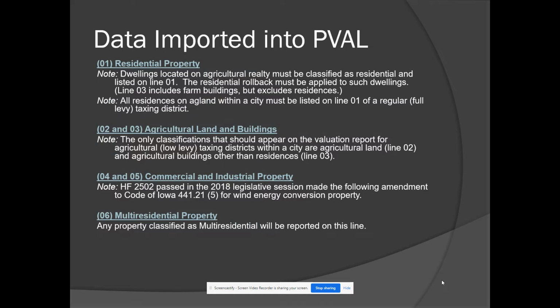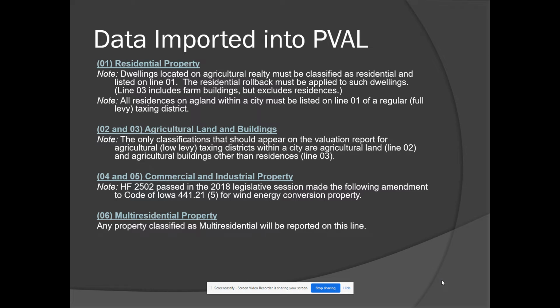So then we move on into the different classes of property. Of course, we have residential, and please note that dwellings that are located on ag property must be classified as residential and listed on line 1. And the residential rollback would apply to those dwellings. Ag land and ag buildings, the only classifications that should appear on the valuation report here are the ag taxing districts within a city and ag land and ag buildings other than residences.